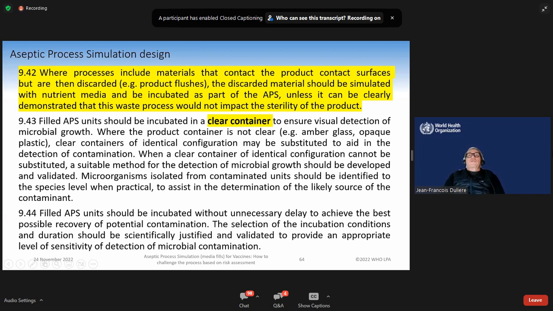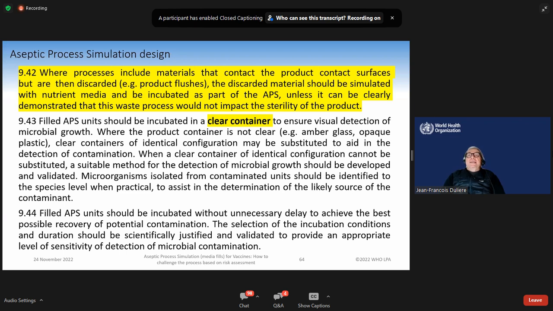Some processes include materials that contact the product contact surfaces but are then discarded, such as product flushes. The discarded material should be simulated with nutrient media and be incubated as part of the APS unless it can be clearly demonstrated that this waste process would not impact the sterility of the product.